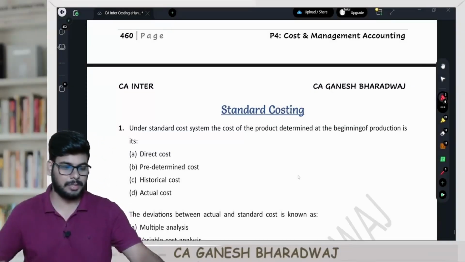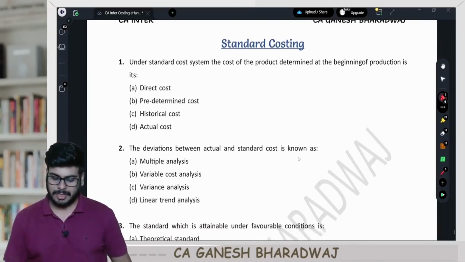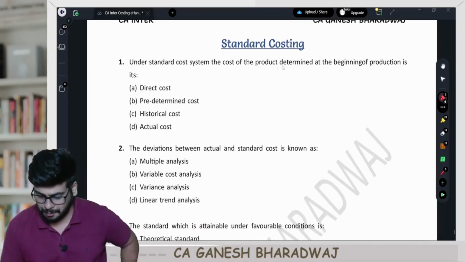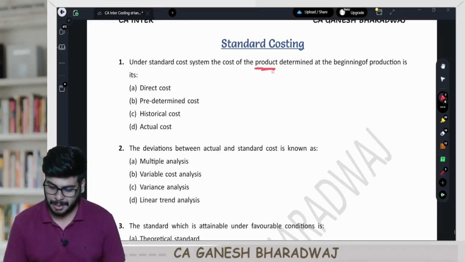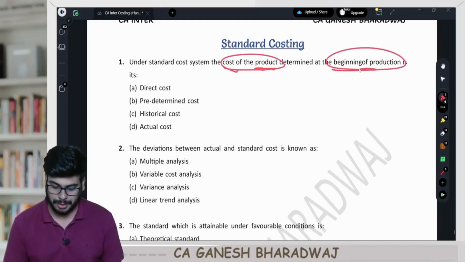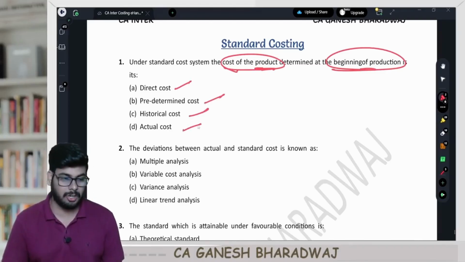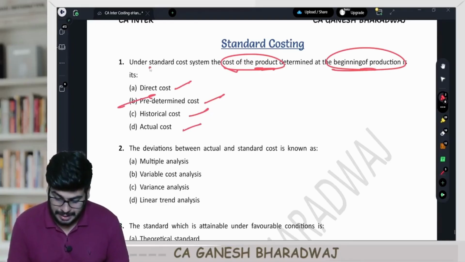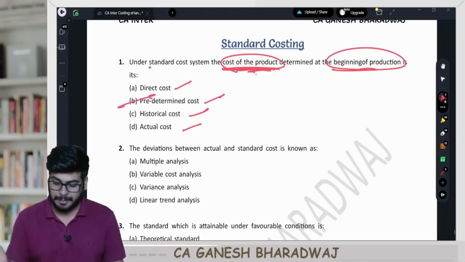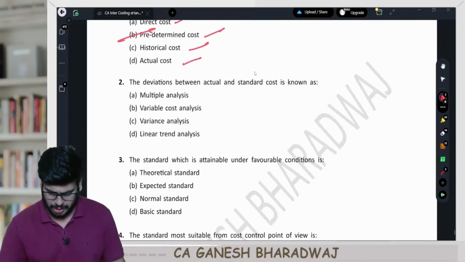Yes. Let's go and do this. First, the standard cost system. Under the standard cost system, the cost of the product determined at the beginning of the production is what? Direct cost, predetermined cost, historical cost, actual cost. What is it? Predetermined. The cost of the product determined at the beginning of the production is called predetermined cost. B. Very good. That's all. Next.